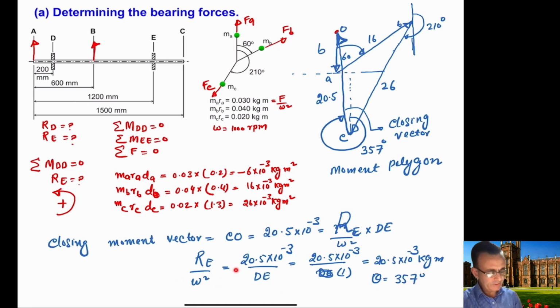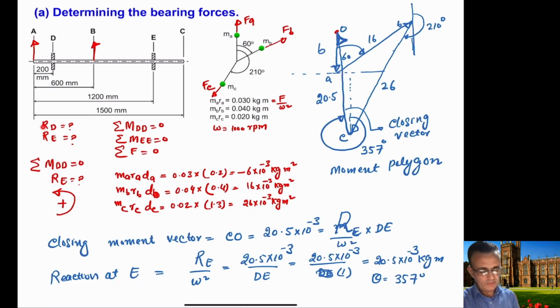So we managed to calculate the reaction at E, and obviously you are given the omega, so you can multiply with the omega to calculate the actual reaction if you want. So this is the reaction at E here.